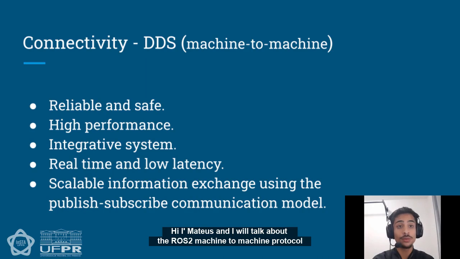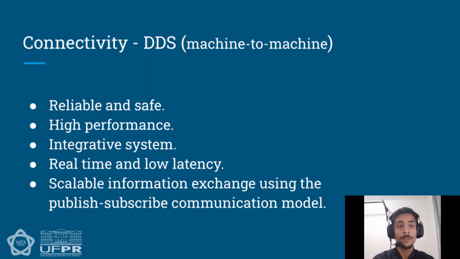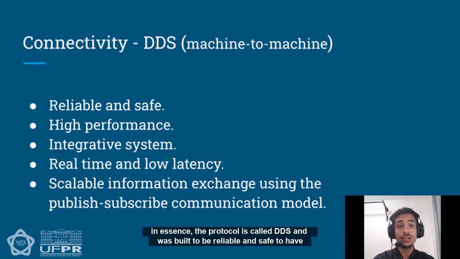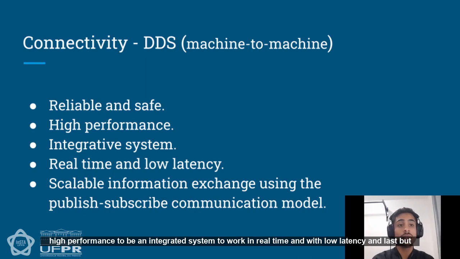Hi, I'm Mateus, and I will talk about the ROS2 machine-to-machine protocol. In essence, the protocol is called DDS and was built to be reliable and safe, to have high performance, to be an integrated system, to work in real time and with low latency. And last but not least, to have a scalable information exchange using the publish-subscribe communication model to provide reliability for the application.